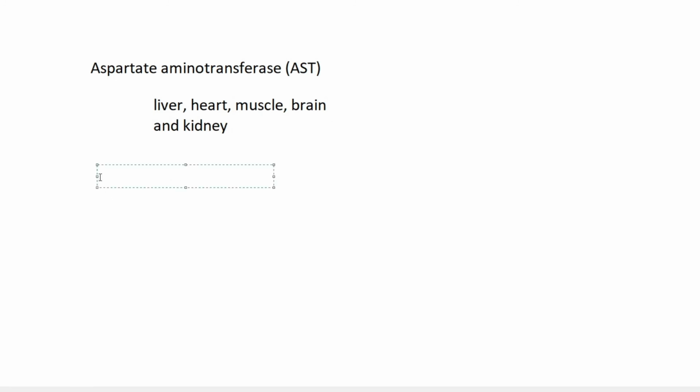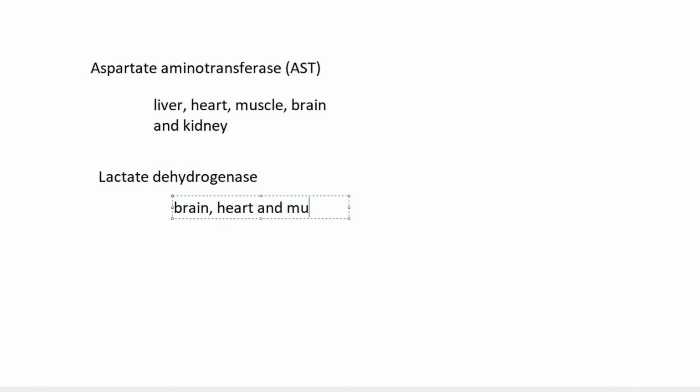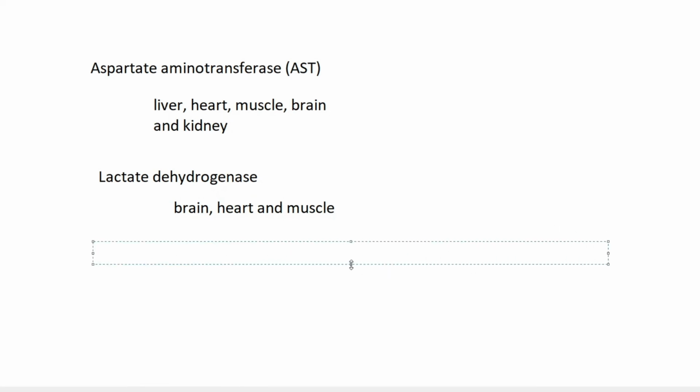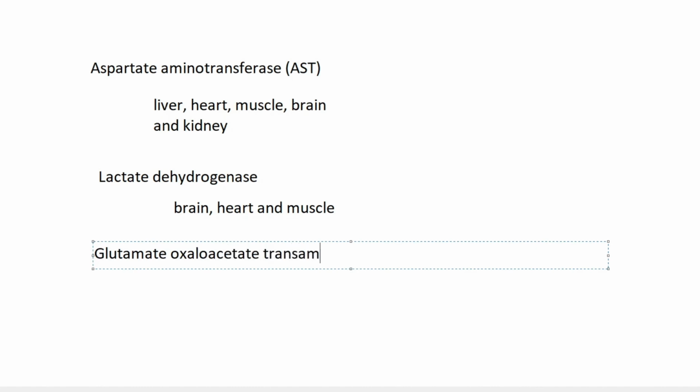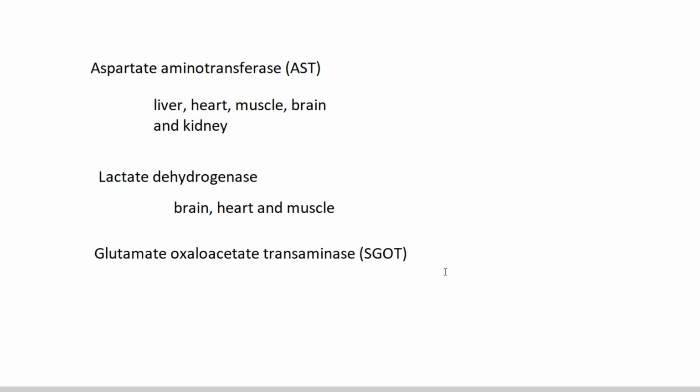Then we have lactate dehydrogenase, commonly known as LDH, and it is for the brain, the heart, and the muscle. There are isoenzymes of this too. It is commonly used for heart disease. And recently, the enzyme glutamate oxaloacetate transaminase, SGOT, shows good specificity for myocardial infarction. So it is most commonly used right now.